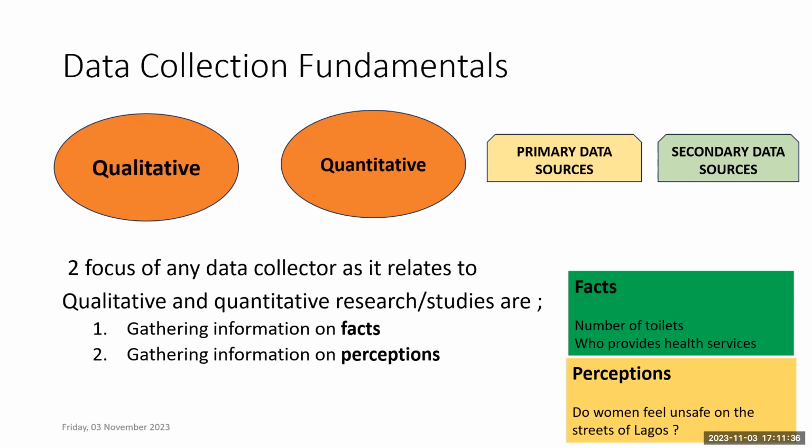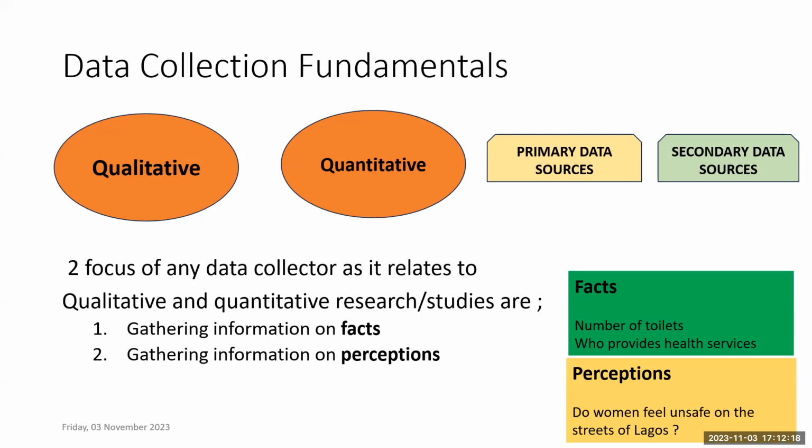Now, when you talk about quantitative research or studies, it means we're looking at studies that deal with numbers and measurements. That means you're gathering information on facts, substantial facts that can be verified. I'll give you some examples. For facts, you can ask the number of toilets in an area, or who provides health services in this particular local government. Those are facts, and you are gathering information on those facts.